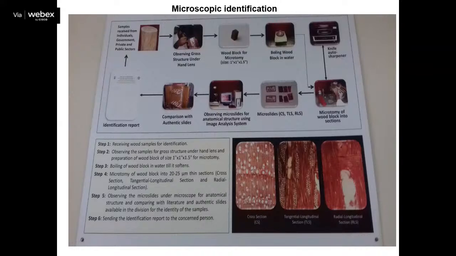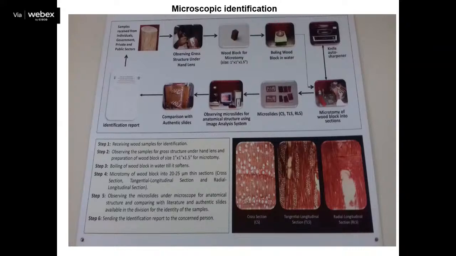For microscopic identification, when we receive the sample, we observe it the same way under a hand lens, then make one small block. This is boiled in water. If the wood is soft, one or two days is enough. If it is very hard wood like red sanders or Dalbergia sissoo, we have to boil for 15 days.